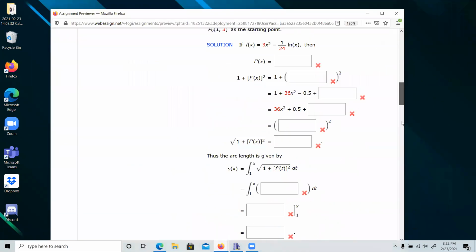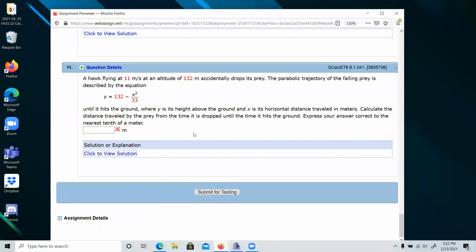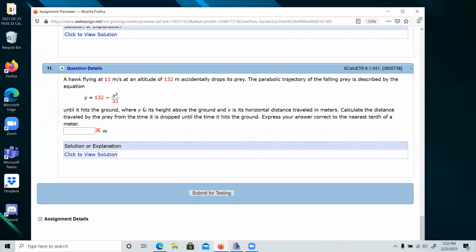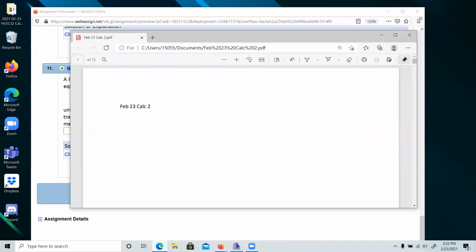All right, so let's go ahead and take a look at a problem. This one looked fun, right? A hawk flying at 11 meters per second at an altitude of 132 meters, at least they gave us the same units, accidentally drops its prey, and the parabolic trajectory of the falling prey is described by the equation y is equal to this horrible thing, 132 minus x squared over 33, until it hits the ground, where y is the height above the ground and x is the horizontal distance traveled. Calculate the distance traveled by the prey from the time it is dropped to the time it hits the ground. Okay, so let's take a look at what's going on here.